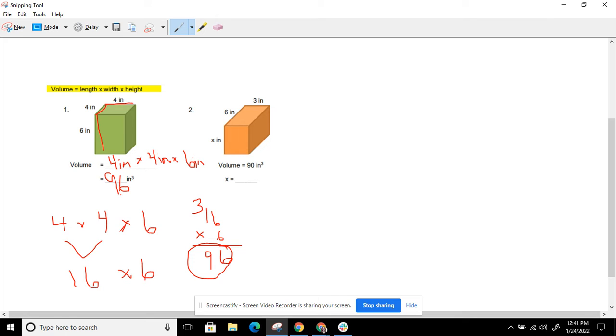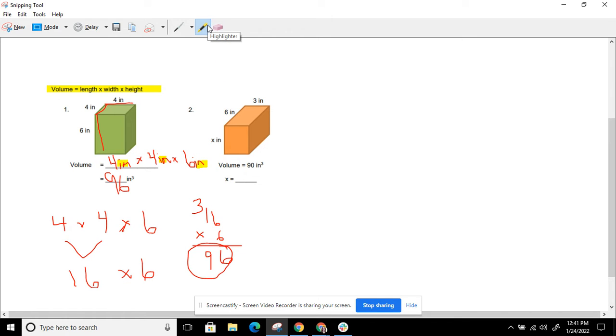Our volume is 96 inches cubed. The reason that it's inches cubed, or inches to the 3rd power, is because we are multiplying inches times inches times inches, and inches times inches times inches is inches cubed.